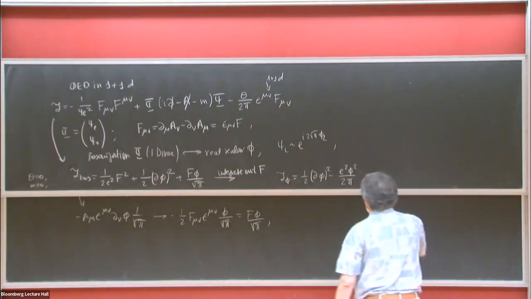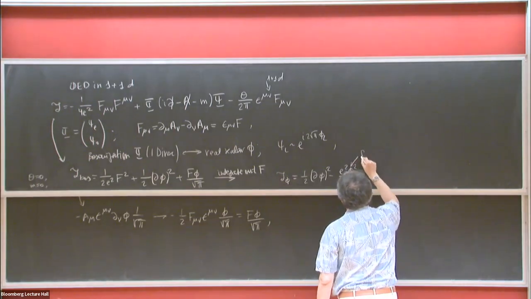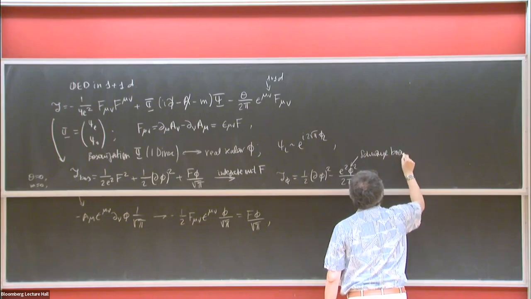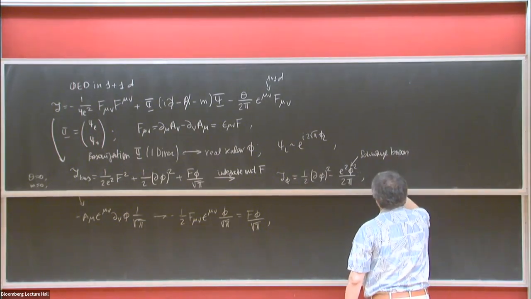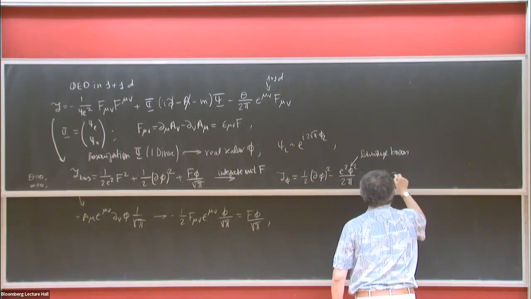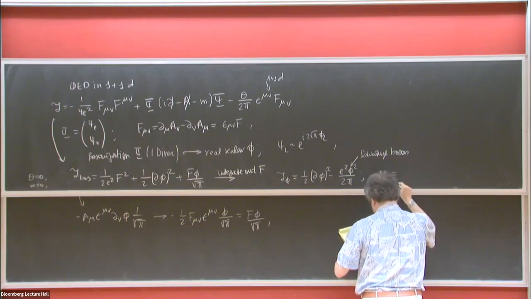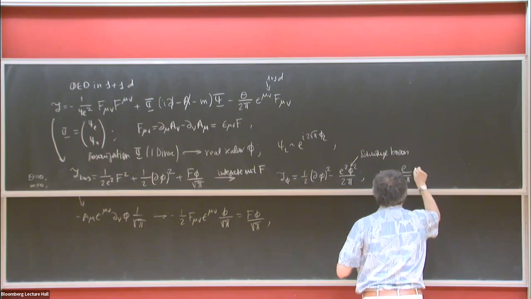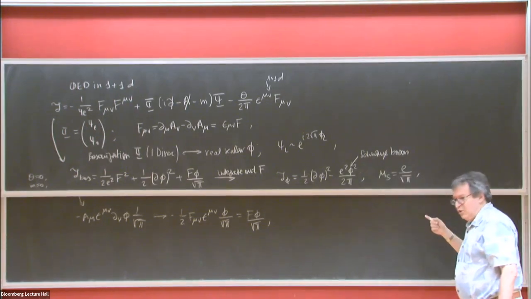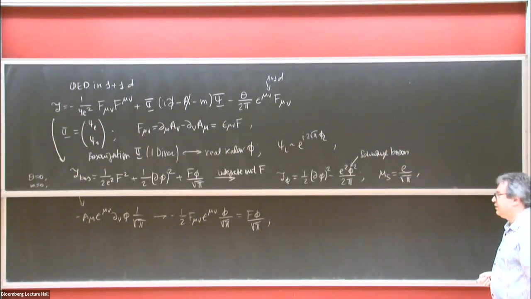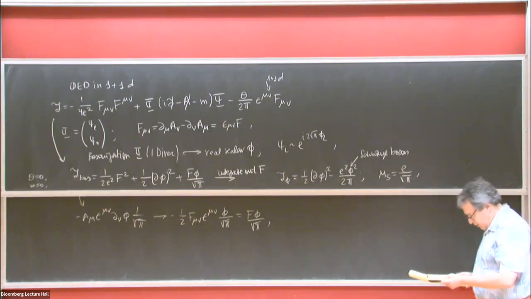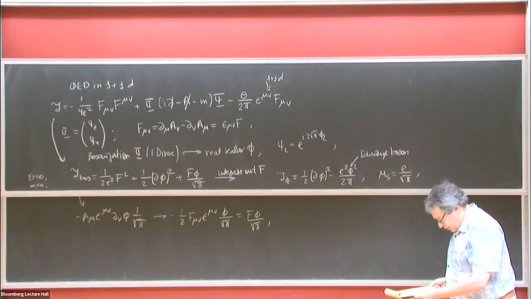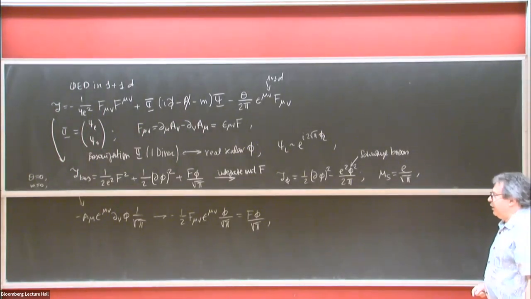So this is what people often call the Schwinger boson. And its mass is m_Schwinger, which is e/√π. Remember that e is not dimensionless. e has dimensions of mass. So this all matches.